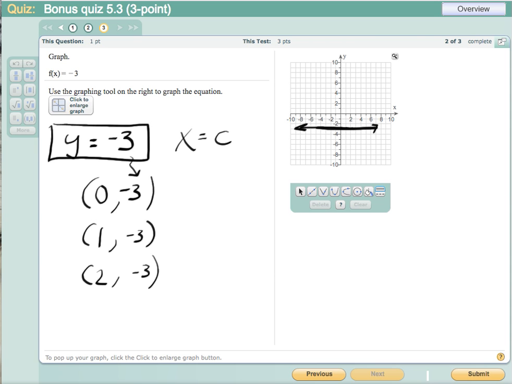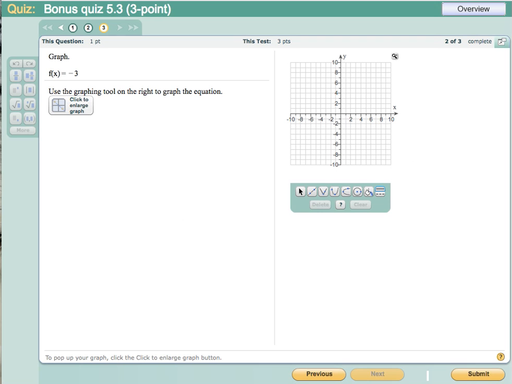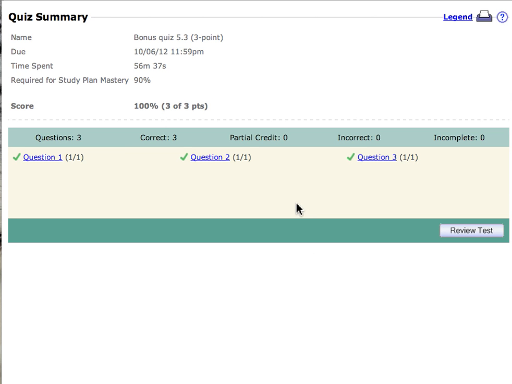So all that's left to do is to actually use the tools inside Math Excel to graph that. And I will put a point there, and it doesn't matter, I'll put it here. And that's it. I'm happy. We submit. And lo and behold, 3 green arrows.